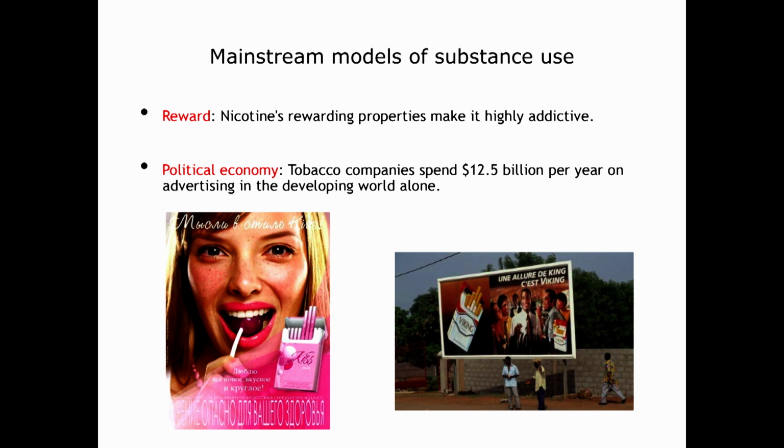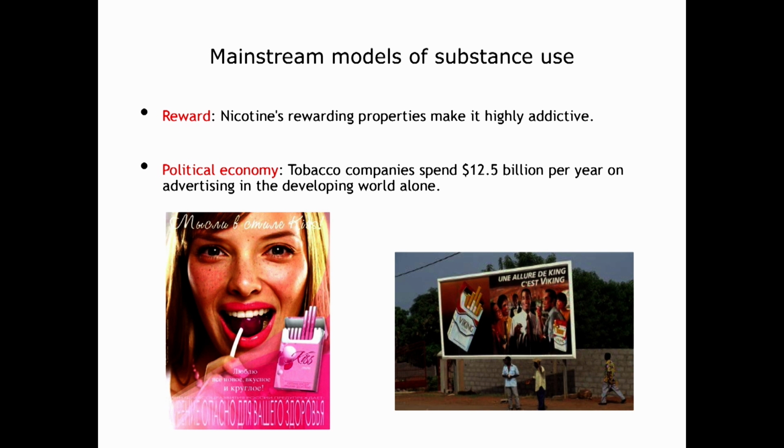There are two basic mainstream models of drug use. These are not necessarily wrong models, I'm going to argue, but maybe not the whole complete story. The first one is the reward model: nicotine and other drugs contain compounds that make them highly addictive, so they stimulate reward and reinforcement circuitry in the mesolimbic dopamine system in the brain. The other one is the political economic perspective, having to do with marketing and tobacco companies spending billions of dollars each year, especially now in the developing world, trying to market tobacco and other products.